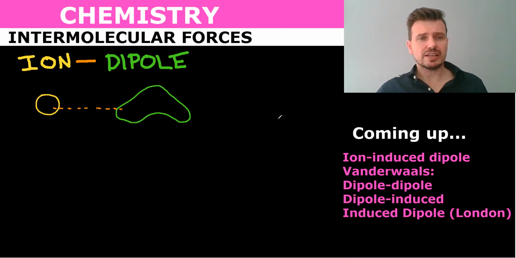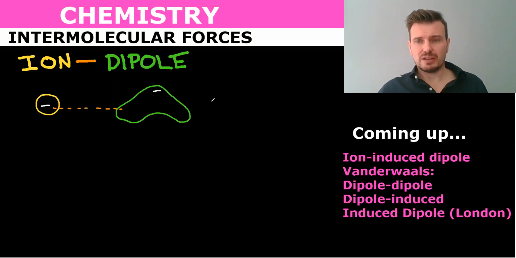So let's look at an ion dipole force. Now an ion has either a positive or a negative charge. It could be an anion, which would be negative, or a cation, which is positive. So let's look at an anion, an ion with a negative charge, and that could then bond with a dipole.